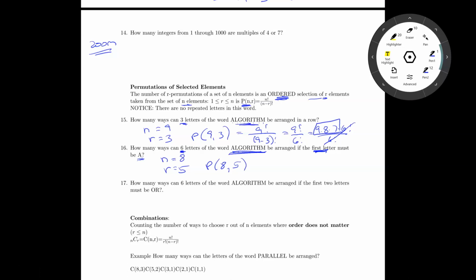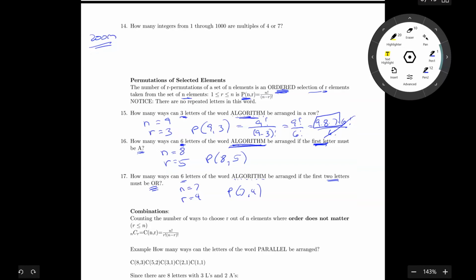And just one more. So what if the first 2 letters have to be OR out of this 9-letter word? So that means I'm only choosing from 7 of them. And then if I want to pick 6 letters, well, no, not 6, because I already chose 2, so I only have 4 left to choose. So just going through little iterations.